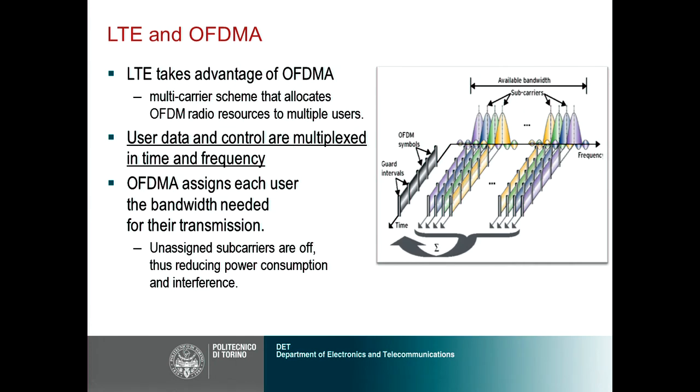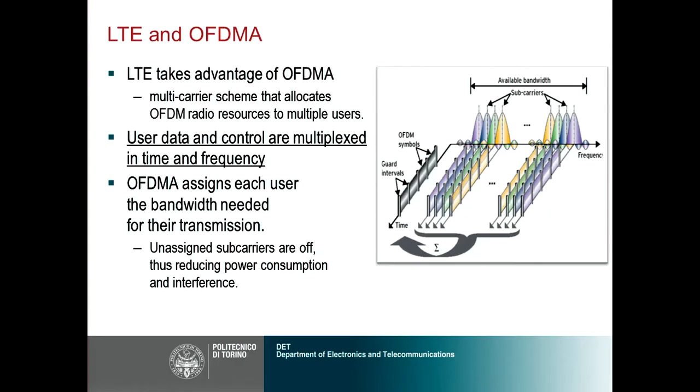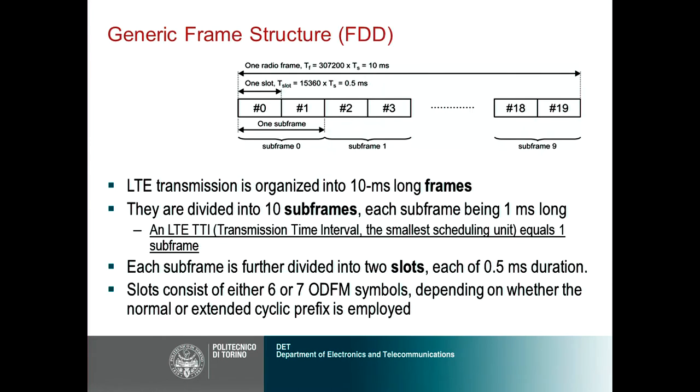These subcarriers and these symbols, as you see, allow us to move in two dimensions, in the frequency dimension and in the time dimension. And in LTE, these two dimensions are exploited by the network to provide users with chunks of frequencies in time intervals. So you as a user are effectively being given one chunk of frequency at a different time. So FDM assigns each user the bandwidth needed for the transmission by giving them a subset of frequencies for a short period of time.